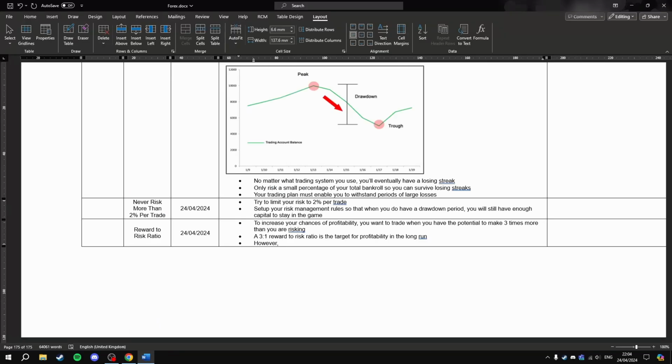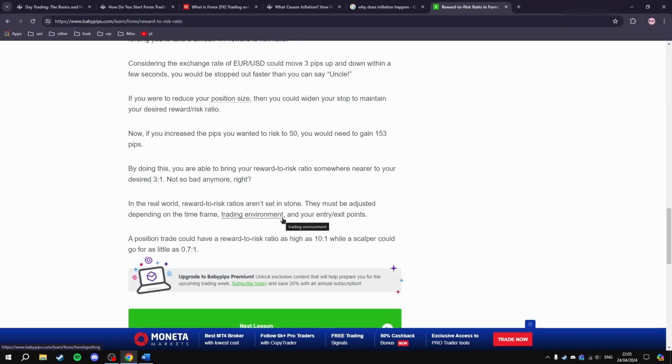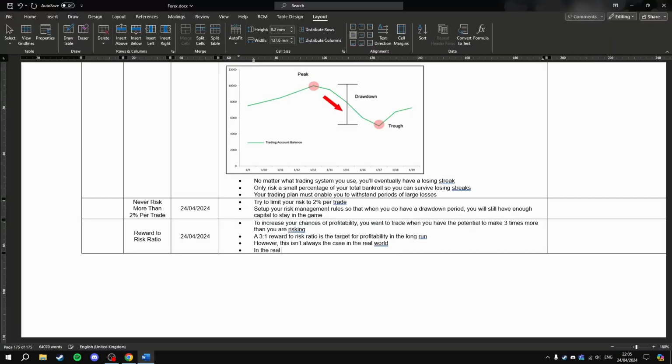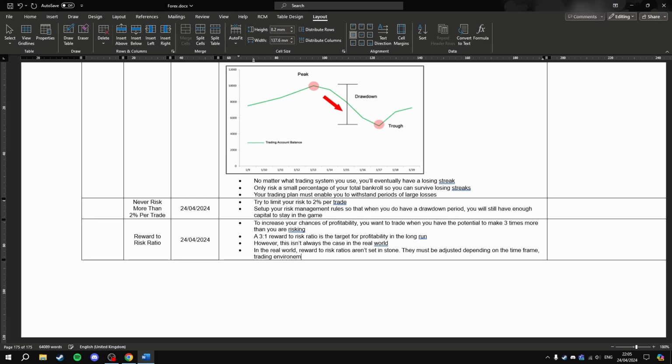However, this isn't always the case in real life. In the real world, reward to risk ratios aren't set in stone. They must be adjusted depending on the time frame, trading environment, and your entry slash exit points.